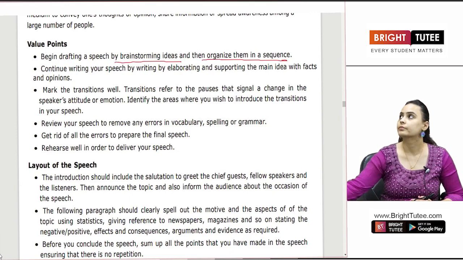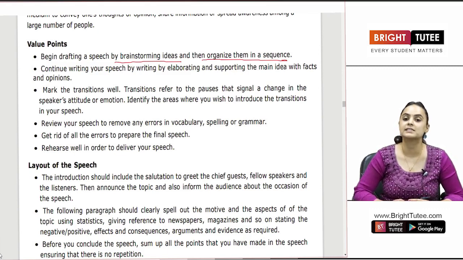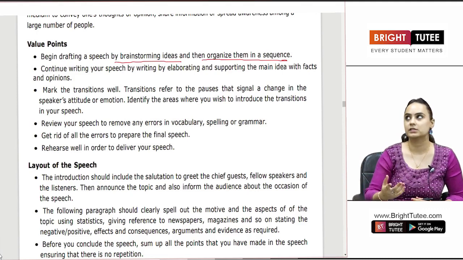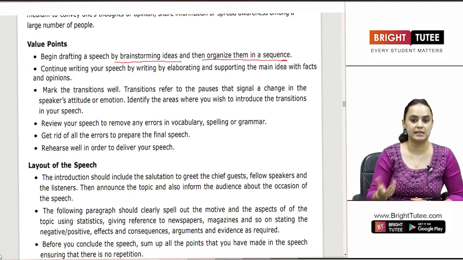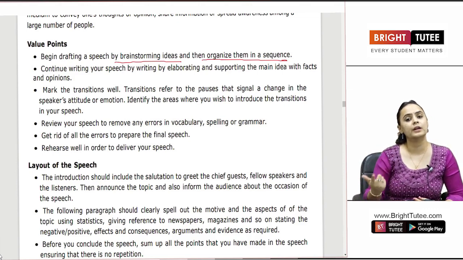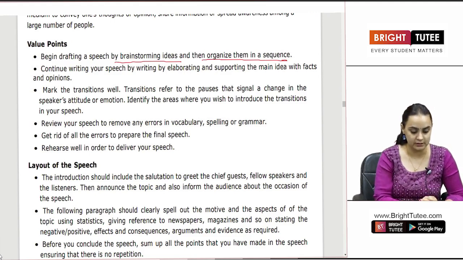Continue writing your speech by elaborating and supporting the main idea with facts and opinions. So you have to continue your speech by elaborating, by writing in detail whatever is the main idea that you are talking about. You have to elaborate that main idea using facts, using your opinions.